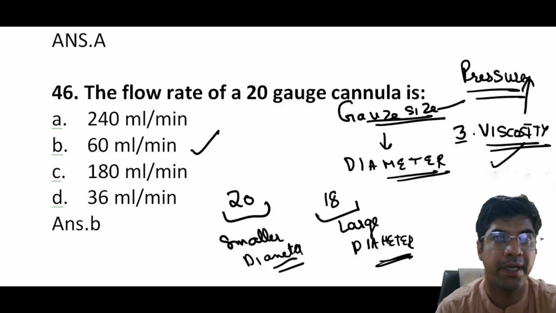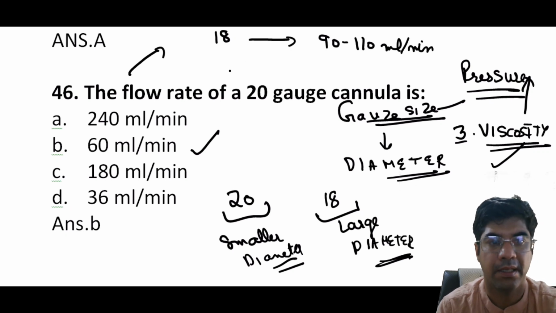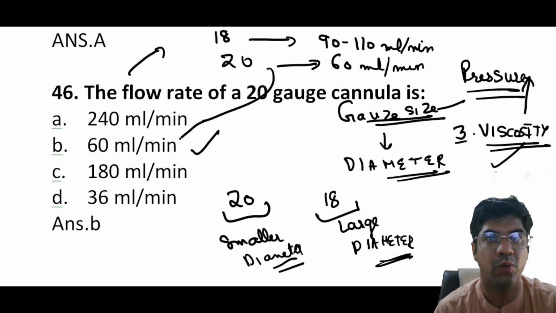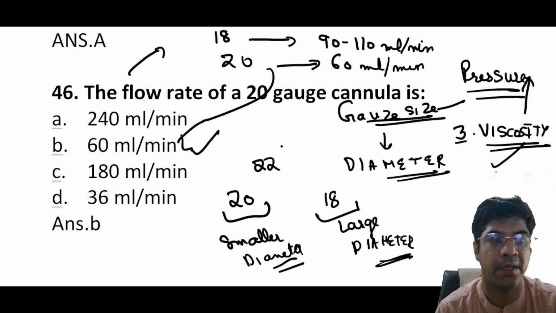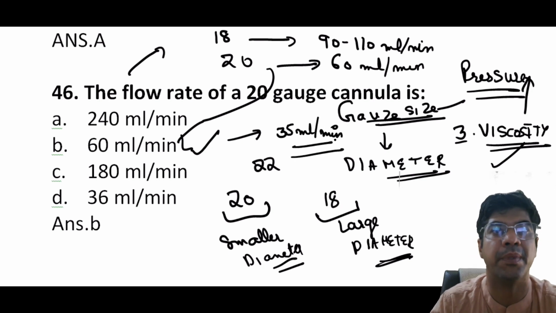So what are the flow rates of various gauges? Remember, 18 gauge would have a flow rate of 90 to 110 ml per minute. 20 gauge is 60 ml per minute. That would be your answer. And 22 gauge would have a flow rate of 35 ml per minute. So the correct answer is 60 ml per minute.